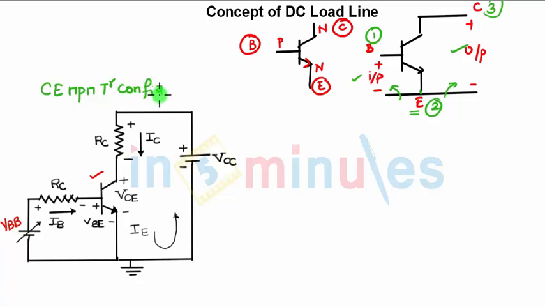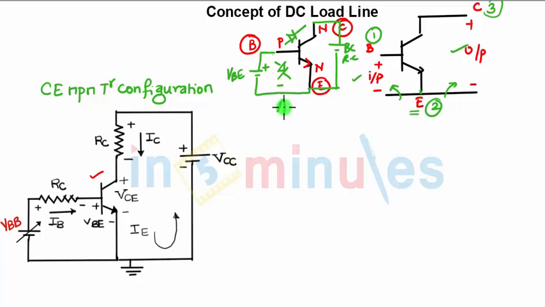Now how to identify whether it is operating in the active region, cutoff region or saturation region? I have told you, whenever you have a transistor, just draw a diode like this over here, and like this over here. If P is connected to positive and N is connected to negative here, and over here the negative is connected to the positive terminal, that means JBE is forward biased and JBC is reverse biased. That means the transistor is operating in the active region.